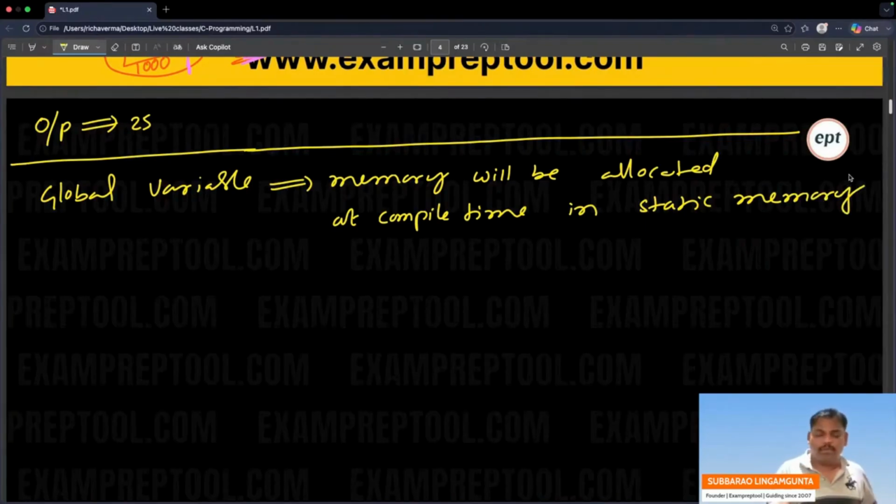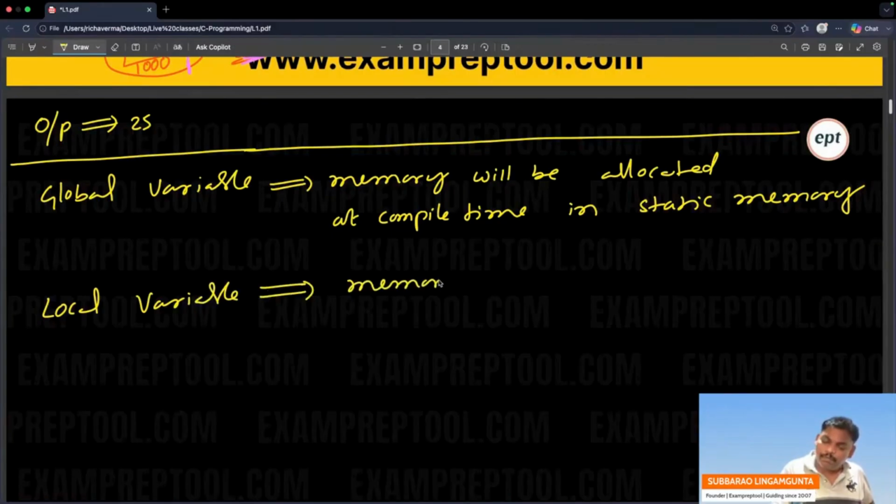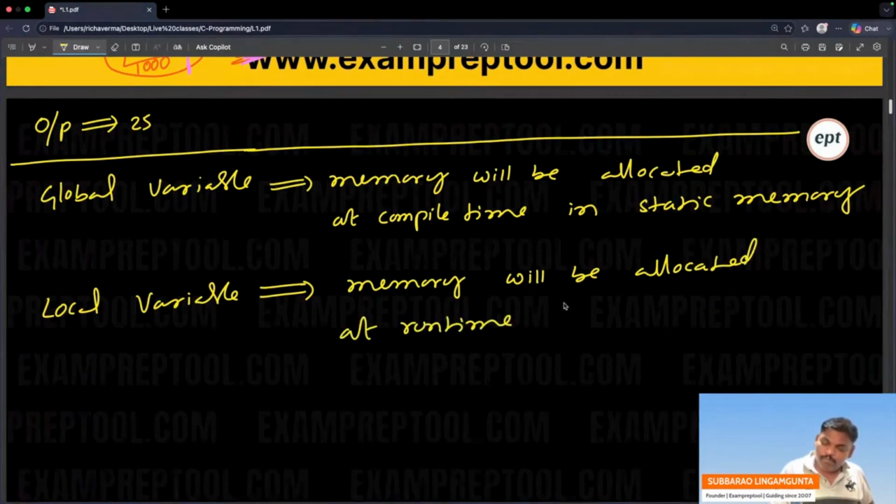Local variable memory will be allocated at runtime, in the stack area.